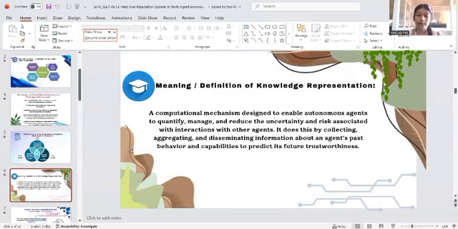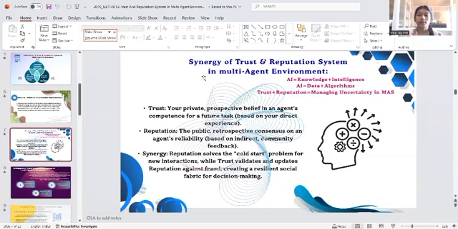So let's see the meaning and definitions. A computational mechanism designed to enable autonomous agents to quantify, manage, and reduce the uncertainty and risk associated with interaction with other agents. It does this by collecting and aggregating information about an agent's past behavior and capability to predict its future trustworthiness.